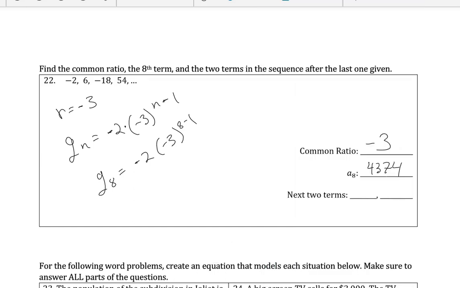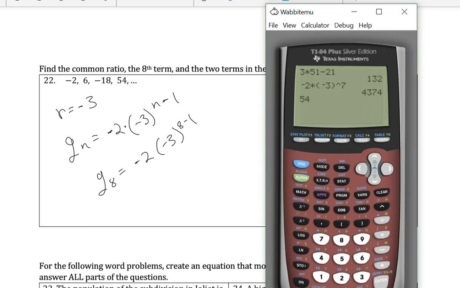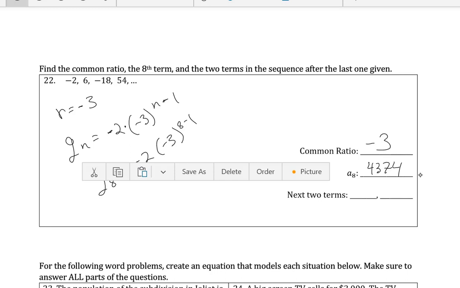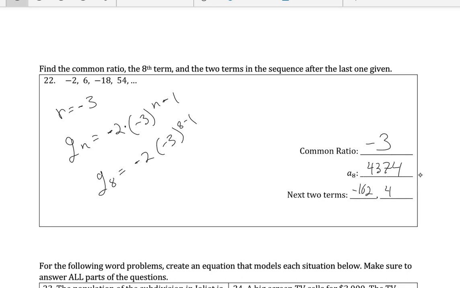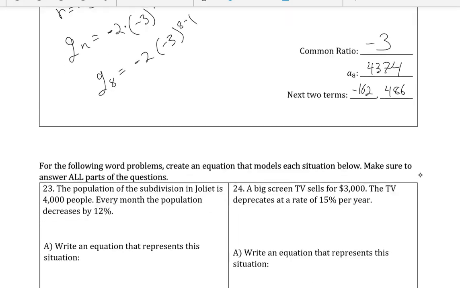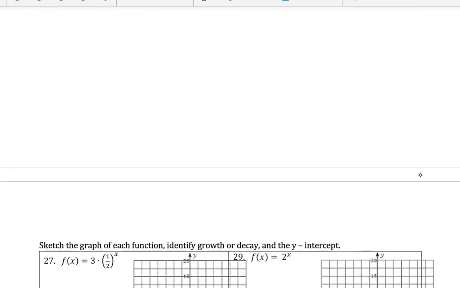And then the next two terms, we're multiplying by negative 3. So we have 54 times negative 3, which gives me negative 162. And then if we multiply that by negative 3 as well, that gives me 486. So we have negative 162 and 486 as our next two terms. All right, so we got that left here. Good. Okay.